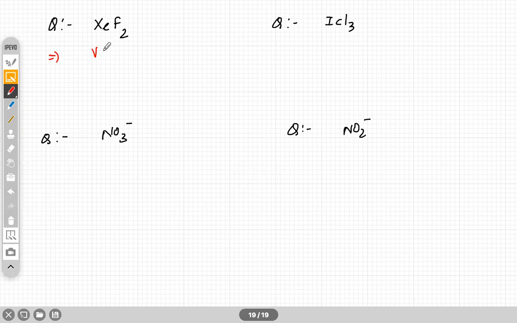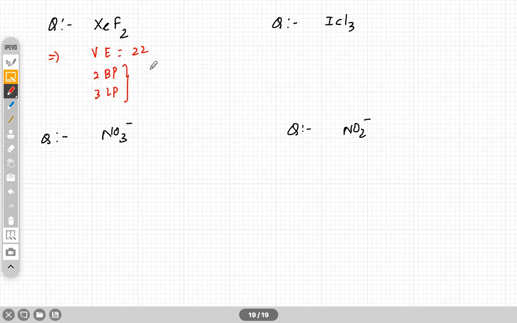XeF2. Valence electron is 8 plus 14, 22. So we have two bond pair and three lone pair. See, the bond pair is always equal to the number of outer atoms. Two fluorine atoms, two bond pair we must have. More than two is not possible. Three chlorine atoms, three bond pair must be there.